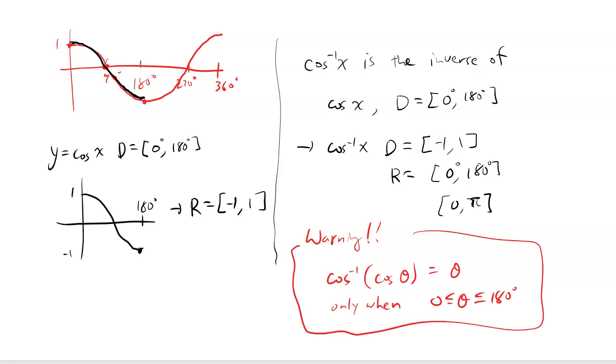Now, in practice, when you use the cosine inverse in geometry, when you have an angle of a triangle, it's always between 0 and 180 degrees. So this limitation actually isn't a limitation.